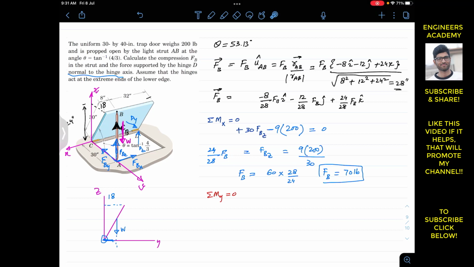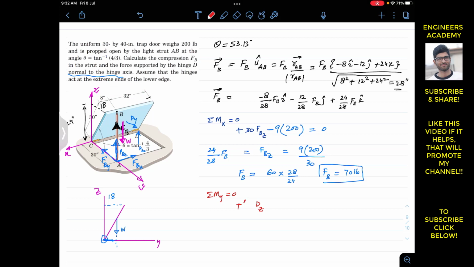So dz is producing the moment about the y-axis in this direction, and if we curl our right hand fingers about the y-axis in this direction, our thumb will point out in the positive y. So we can say that dz is producing the counterclockwise moment about the y-axis. So I will write plus dz, and the perpendicular distance of dz from the y-axis is this distance, which is 40, 32 plus 8, right?